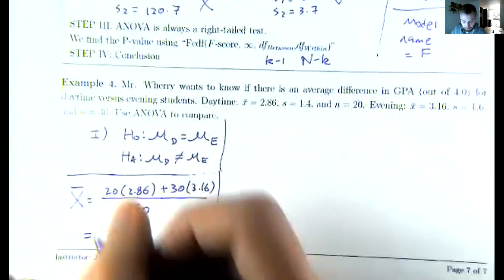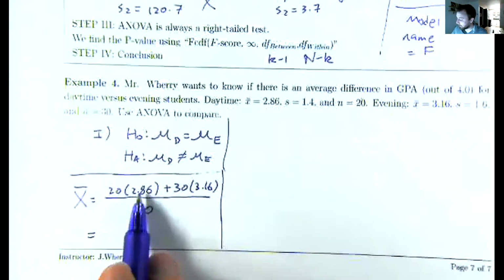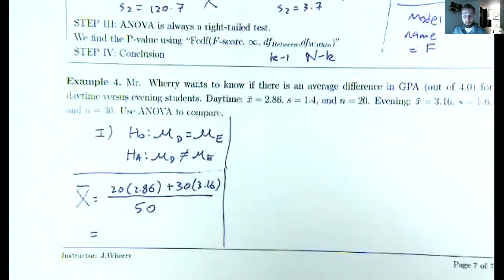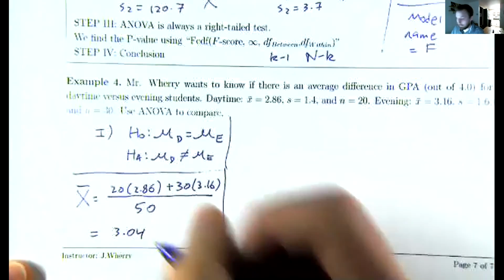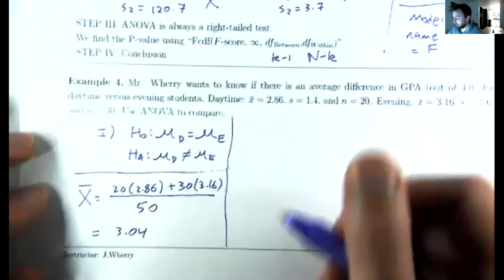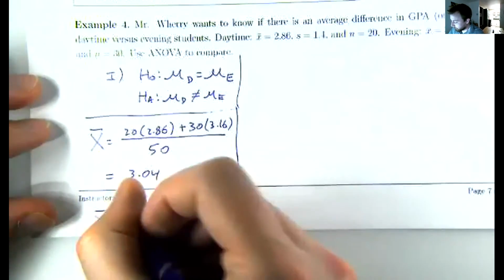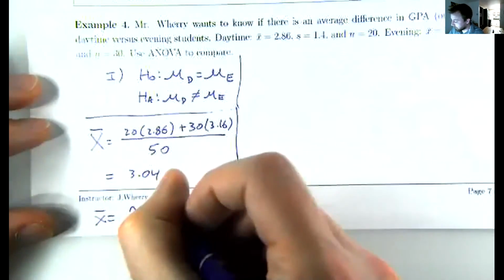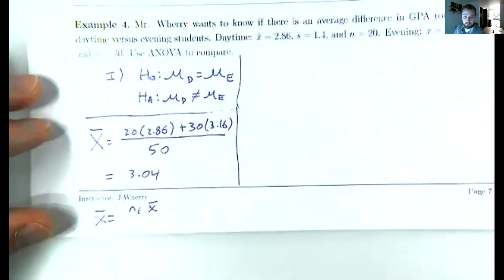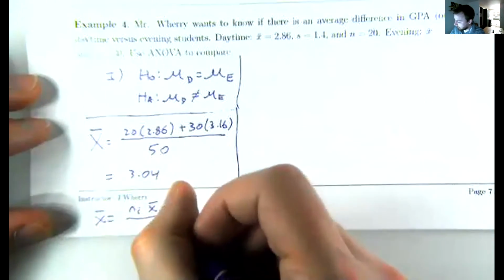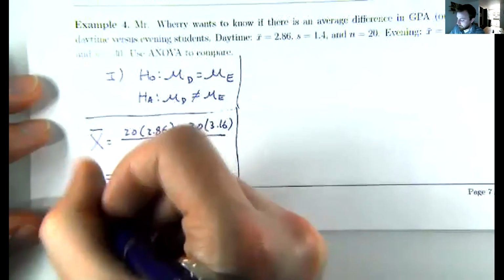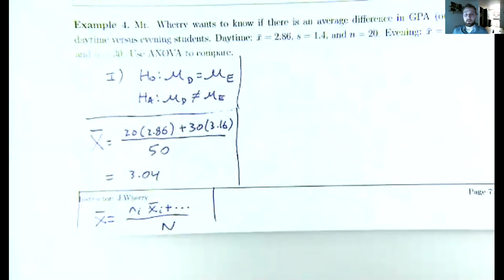I type this into my calculator. I should get something between 2.86 and 3.16. I end up getting 3.04, and that looks pretty good. So to find this capital X bar, if you don't have the value, you can take those individual sample sizes times their averages, add them up, and divide by the total number of terms. Just a little trick if they don't give that to you directly.